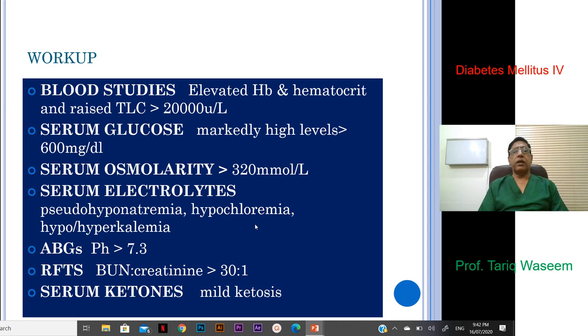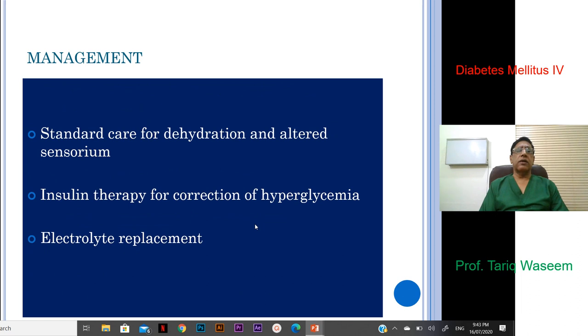TLC may be raised depending upon the underlying reason for infection. Glucose is usually above 600. Serum osmolality is more than 320. In serum electrolytes, they usually have hyponatremia, hypochloremia, and sometimes both hypo or hyperkalemia. But pH is always more than 7.3. Dehydration leads to an acute prerenal type of azotemia, where the urea to creatinine ratio is more than 30 to 1. Sometimes there may be mild ketosis.